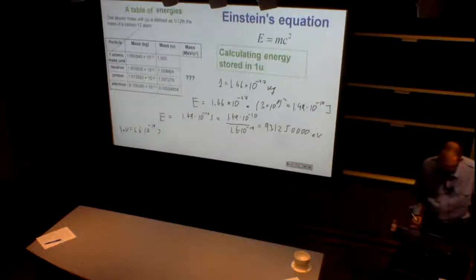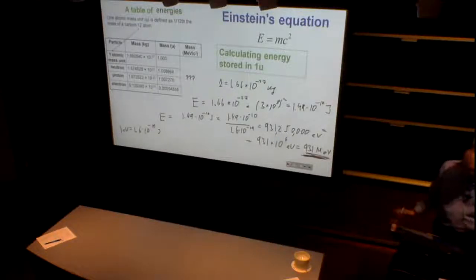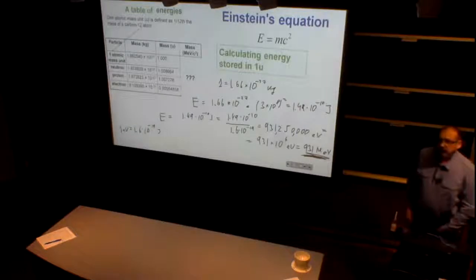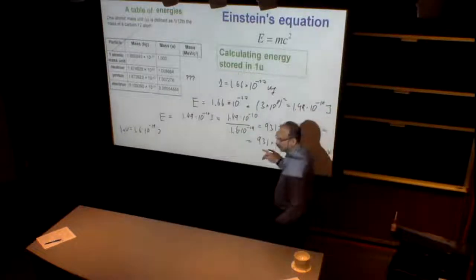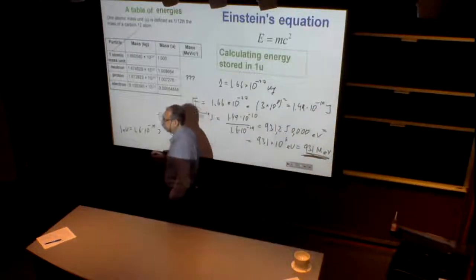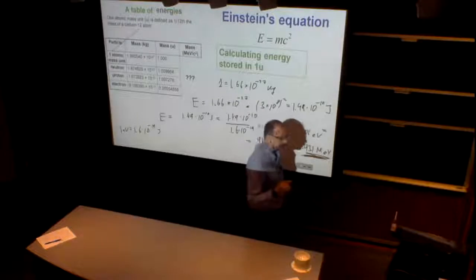How can we simplify this? Well, we can use the power of 10: 931 times 10 to the sixth electron volts. Or now we can use the standard prefix for a million, mega. So my calculation is not very accurate. It should be 931.5. So this is how much energy is stored in one atomic mass unit if we use mega electron volts, millions of electron volts.